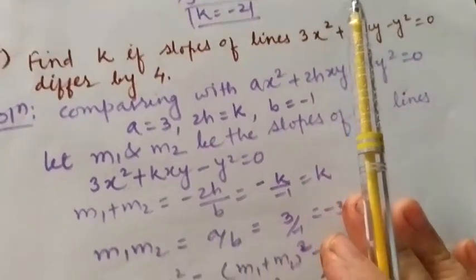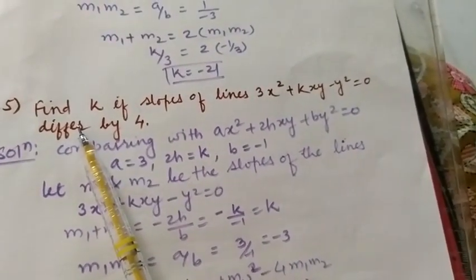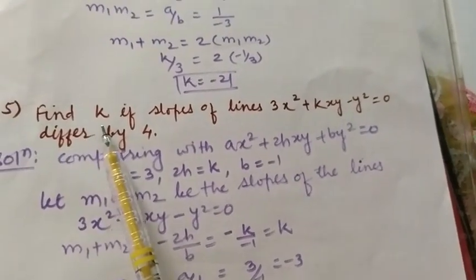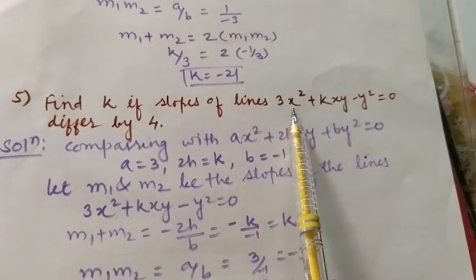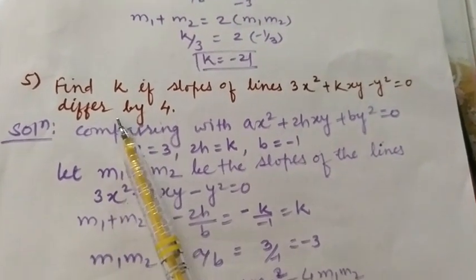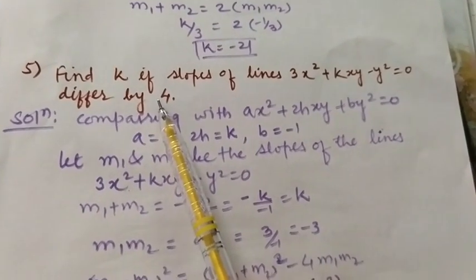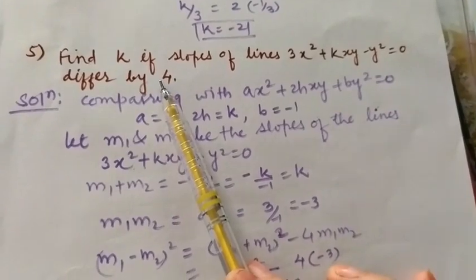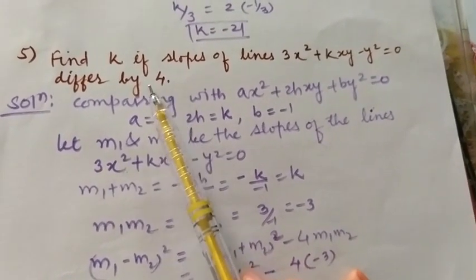One more problem we will see. Find, again the same, k, but it is somewhat different. Find k if the slopes of the lines 3x square plus kxy minus y square is equal to 0 differ by 4. Slopes differ by 4 means the difference between the slopes of these lines is equal to 4.